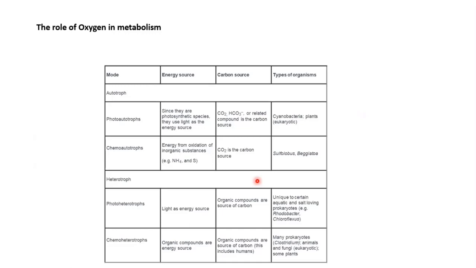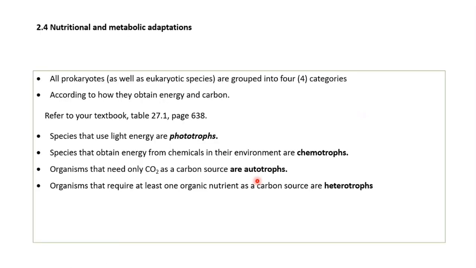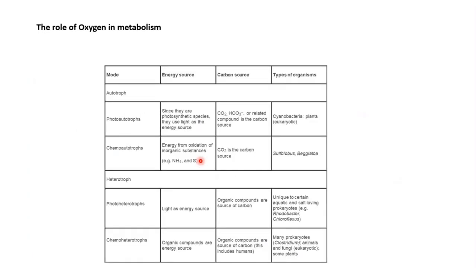What are chemo and what are photo? The chemo are the ones which obtain their energy from chemicals in the environment. And the photo are the ones that depend on light energy as the source of obtaining their energy. So in this table you have the energy source, the carbon source, and the types of organisms they are from.